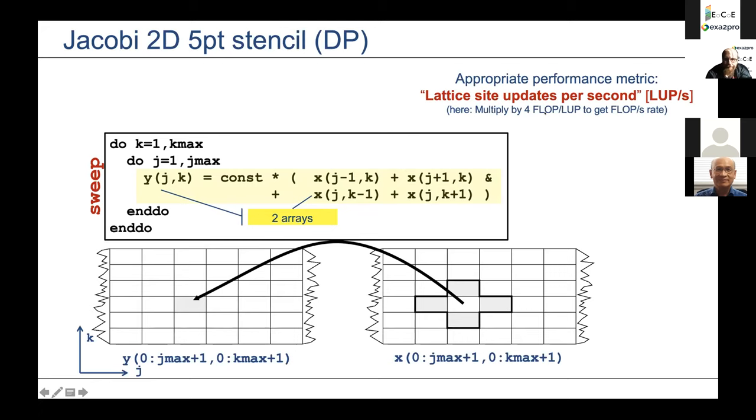It is better to use a metric like lattice site updates here, because if you rewrite the code differently, it might be that you have more flops despite doing the same work. So if you write const times x plus const times this x and constant, then you're doing more flops, but you're basically doing the same amount of work. With this metric, it is independent of the actual flops executed for the calculation. So use an appropriate metric for your code.